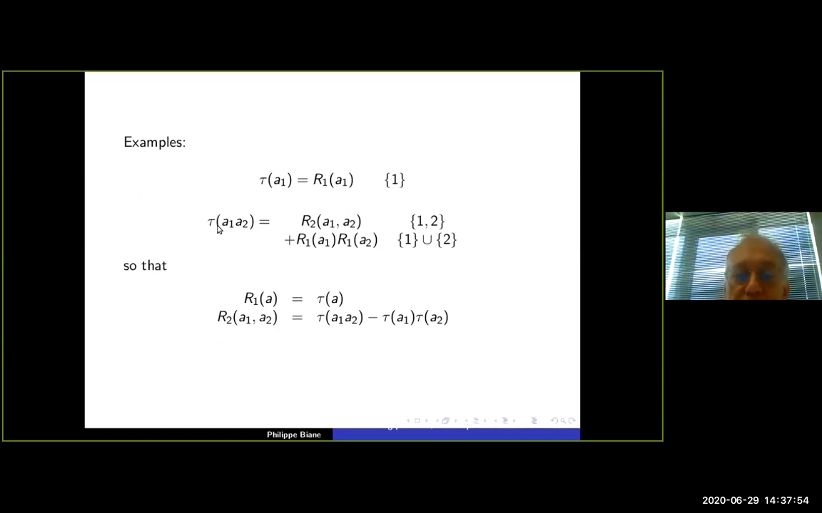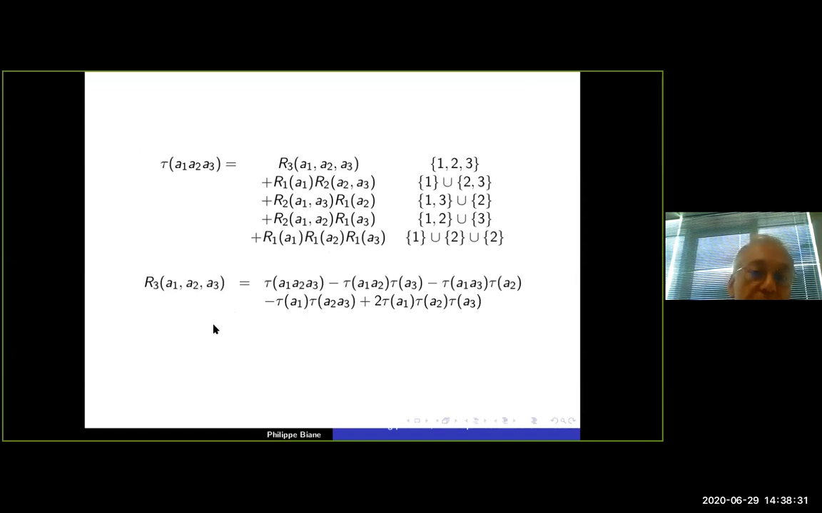And now for the second, I evaluate tau of A1, A2, and this is R2 of A1, A2, corresponding to this non-crossing partition {1, 2}, plus R1 of A1, R1 of A2, corresponding to the partition with 2 parts. And I can solve this because I know already R1, so I can find R2. And I see that R2 is just tau of A1, A2 minus tau of A1, tau of A2. In some sense, it is a covariance. If you think of tau as a kind of expectation, if you think in probabilistic terms, R2 is just the covariance.